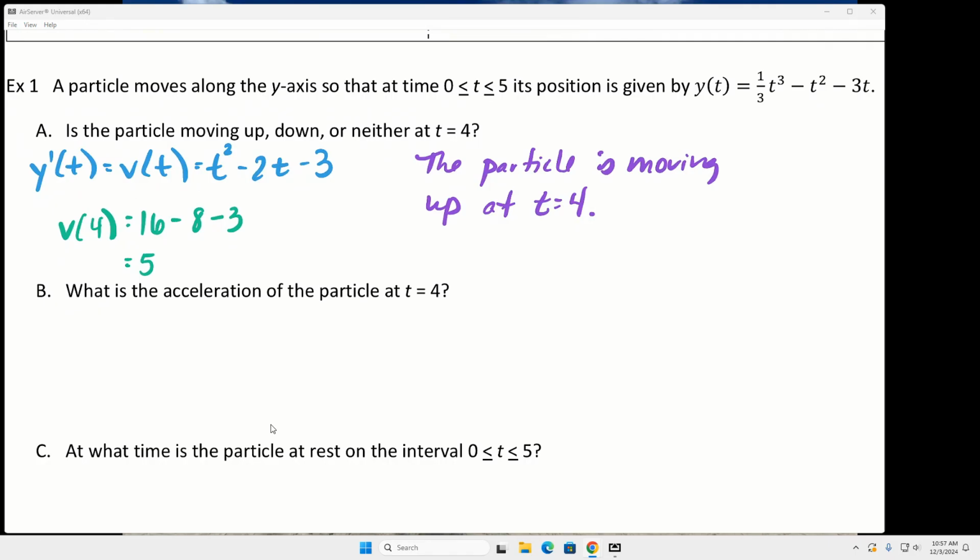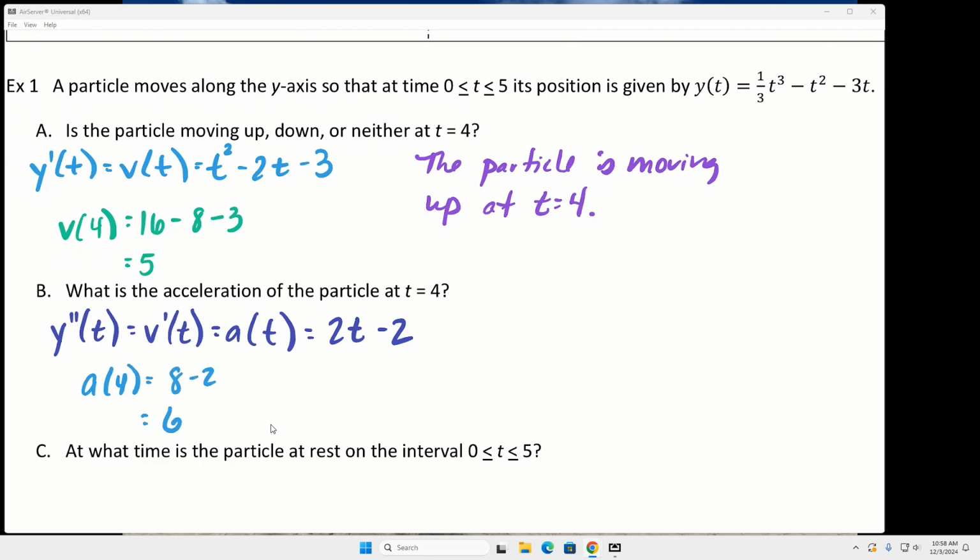Okay. And then B asks for the acceleration at 4. So I'm just writing all the notation. All right, so we get 2t minus 2. So the acceleration is going to be 6. Now, most of the time, I think I did make up one on your assignment that I gave some units to the particle moving on the axis. But most of the time there aren't units, so you just kind of leave it like 6.